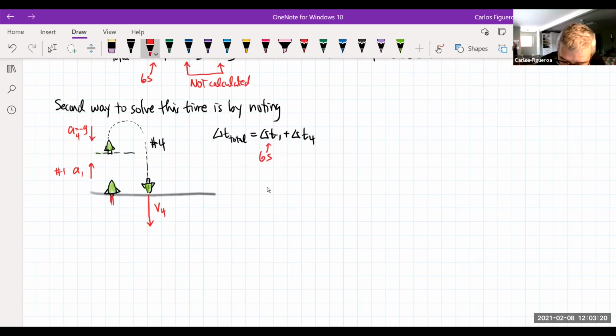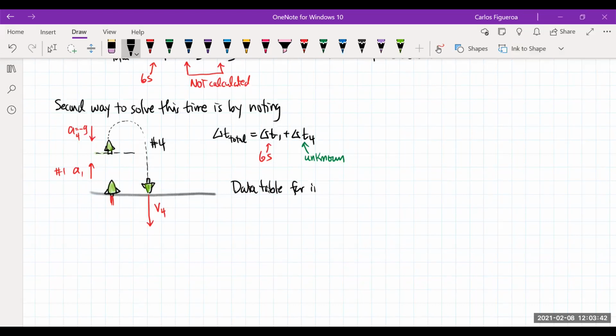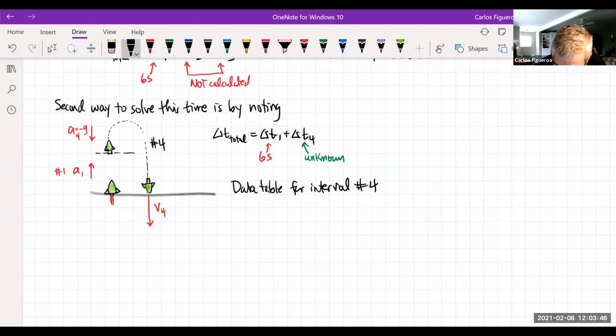We already said that's 6 seconds. So this is what we want to calculate. This is our unknown time that we want to compute here. Let's set up a table. So the table that I want to set up is for interval 4. So the data table for interval number 4 should look something like this.